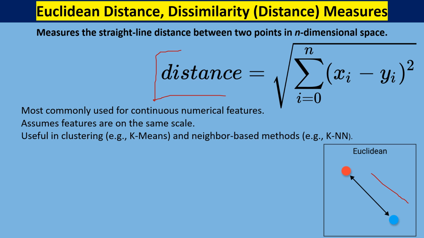Because it assumes all features contribute equally and are on the same scale, normalization or standardization of data is often necessary. This metric is foundational in clustering algorithms like k-means and in classification algorithms like k-nearest neighbors. However, its effectiveness can diminish in high dimensional datasets due to the curse of dimensionality, where distances become less meaningful.